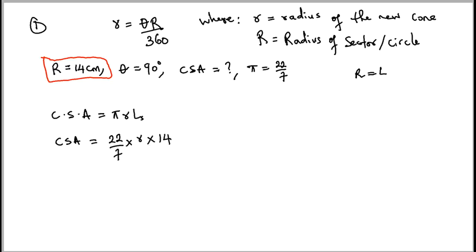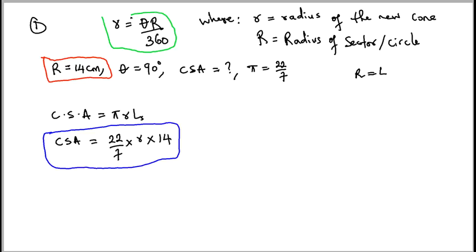At this point, we are quite stuck, but there's a way out. To get the curved surface area, we need to know the radius, that is the small r. Like I told you, the radius of the cone and the sector radius have a very vital relationship. So to get my r, it is now equal to theta. What is theta? Theta is 90 degrees.